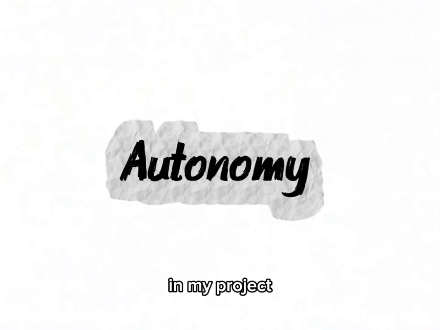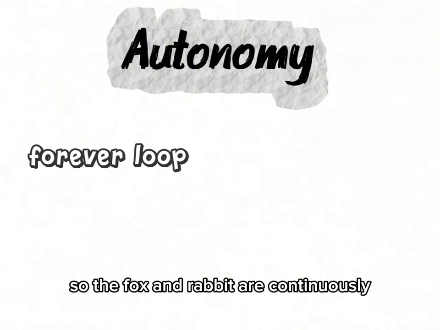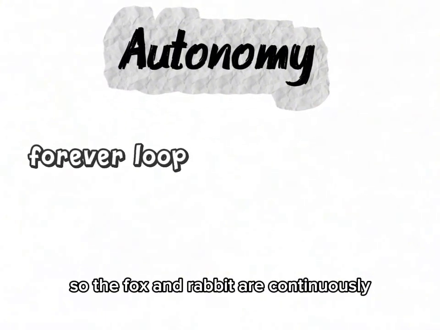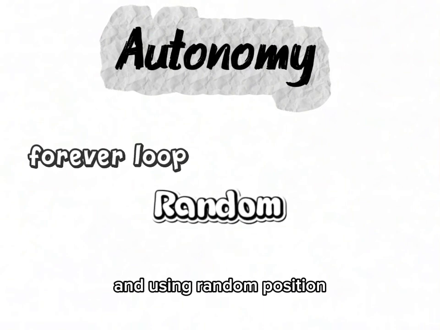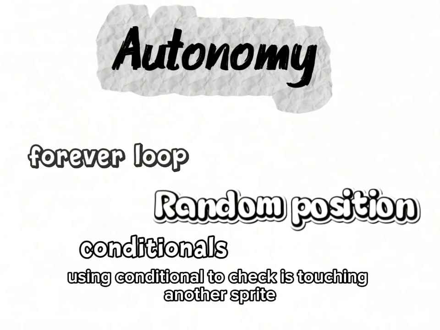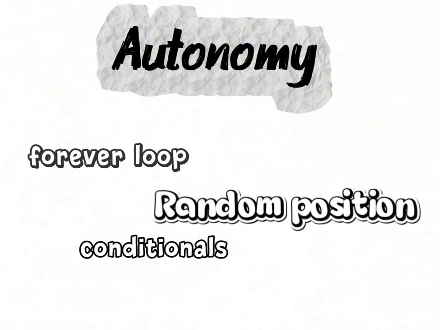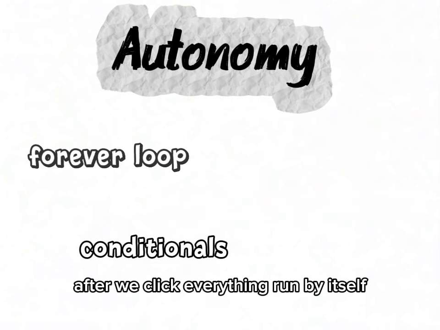In my project, autonomy is achieved by using a forever loop. So the fox and rabbit move continuously, using random positions so the movement is unpredictable. Using a conditional to check if it is touching another sprite. If so, then it reacts. After we click, everything runs by itself.